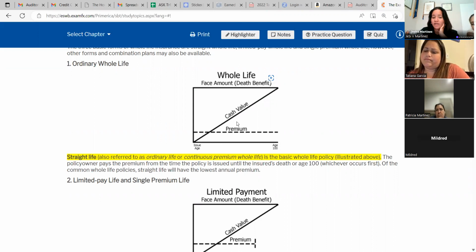So whole life, now the cash value increases as time goes by because you're paying your premium, right? You're saving that money, cash value starts going up, your premium is the same. So this is the basic ordinary one that we have. It's also called a straight life, which is a basic whole life policy. The policy owner pays the premium from the time the policy is issued until the insured's death or age 100. So if you turn 100, you no longer have to pay the policy, but your policy is still in effect. Of the common whole life policies, straight life will have the lowest annual premium. So if they want something with cash value and they're looking for the cheapest option, this one will be it. Same premium, goes cash value, and it's straight life.